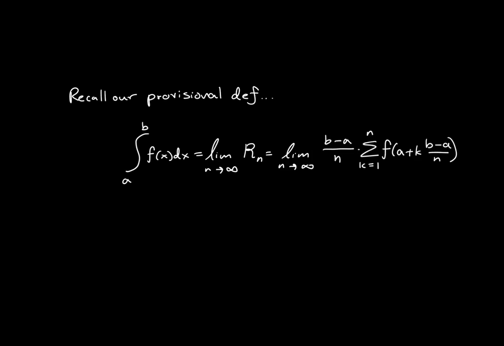Recall last time in class, we left the class with a definition of this object right here. What the heck does this mean? At least a temporary definition. In the last video, we developed an idea for what this R sub n is. It's a sum of right-hand rectangles.